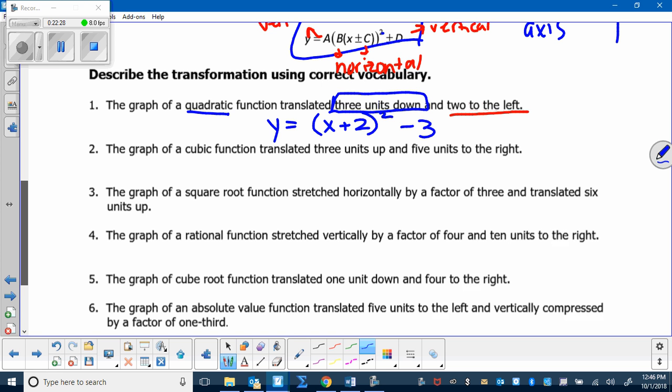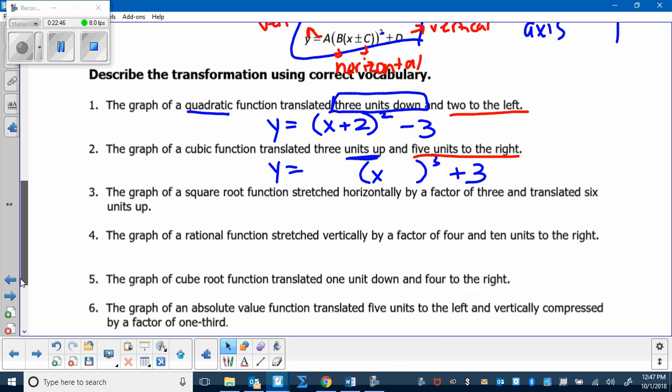Number 2, the graph of a cubic function. Okay, so it's got to say y equals, and I have to have the third power. Translated 3 units up. So up is vertical, on the outside. 5 units right. It is opposite what you think. So in life, right is positive, but here it's going to be negative. I don't know why my y is so far away. I can move that over, and that's your answer.